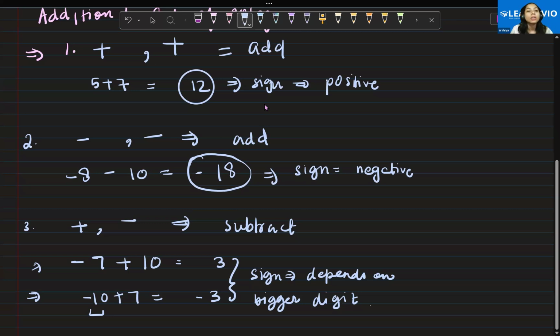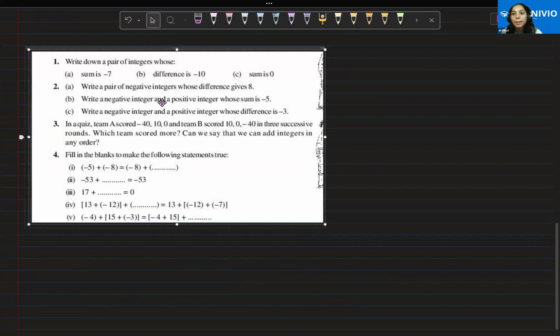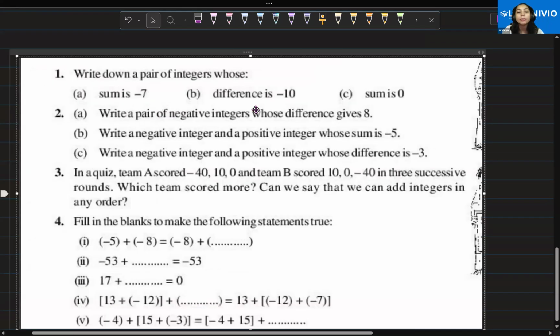All right. So now let's start with the exercise. It's a very easy exercise. The first exercise is based on addition and subtraction. The first question says you have to write down a pair of integers whose sum is -7. So you have to write two integers that you add and get the answer -7. I'll give you one example and you guys do the other two, one each.